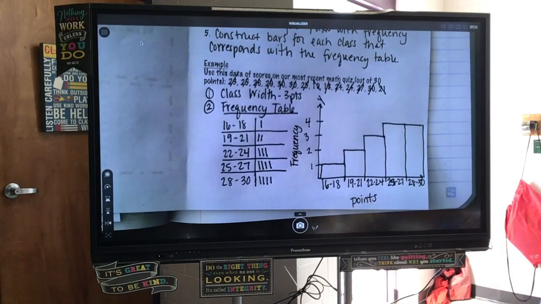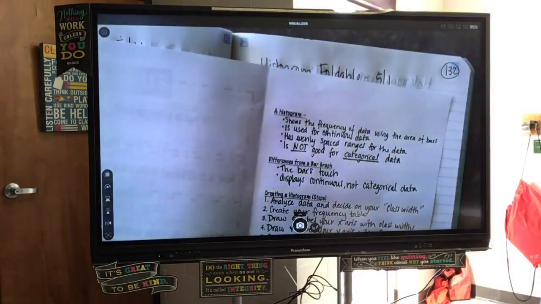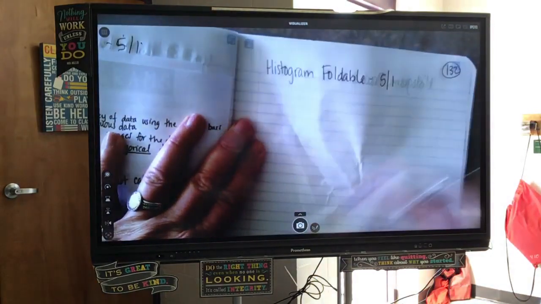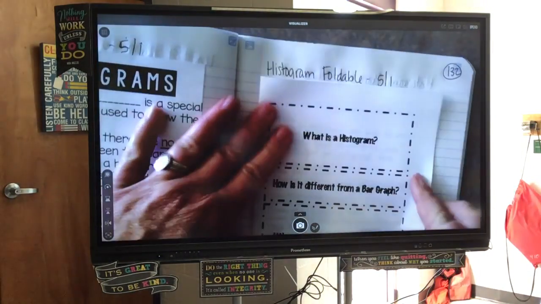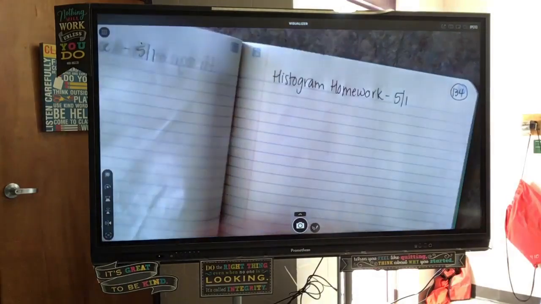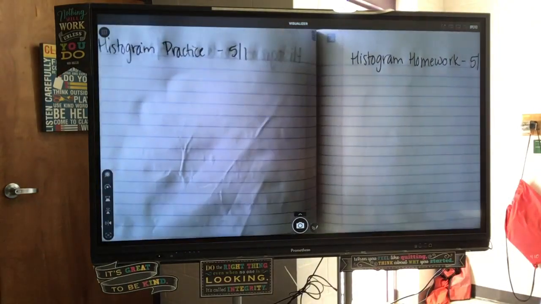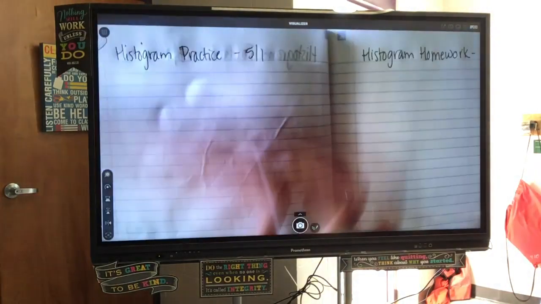We are going to put this foldable to practice. Also, you are going to need some colors, so go ahead and get those out. Crayons, markers, colored pencils, I don't care. All right, if you have not done so, please also make sure you label the next 2 pages, histogram practice, and then histogram homework. Thank you.